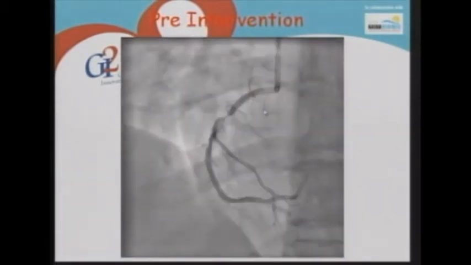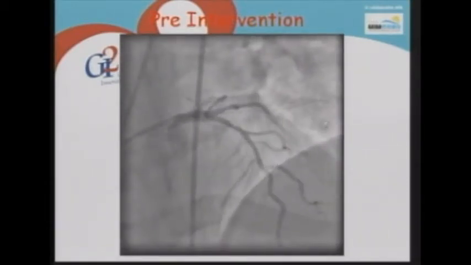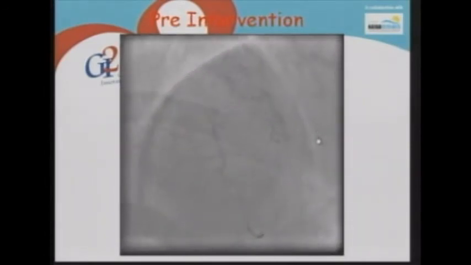Next, Breno, please. There's the still image, so we can appreciate better. And the LAD, as you will see, also has not a critical, but I would say at least 70% stenosis, with some calcification at the proximal part where the stenosis is located.